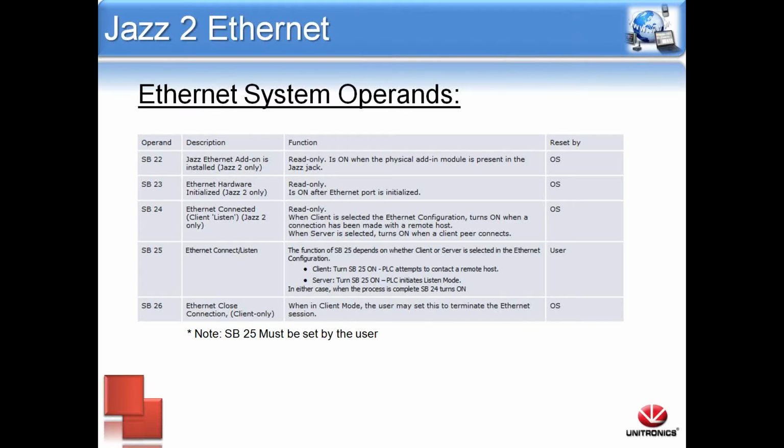System bit 24 goes high when a connection is made, either when connecting to a remote host in client mode or when connected in server mode. System bit 25 is defined by the user. When in client mode, setting this bit attempts to establish a connection with a remote host. And when in server mode, this initiates listen mode. This is required for both options to establish a connection. System bit 24 will only go high after this option has been implemented. Also, system bit 26, when in client mode, the user may set this bit to terminate the Ethernet session.